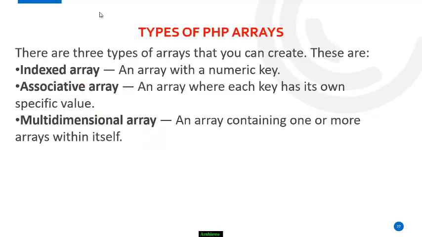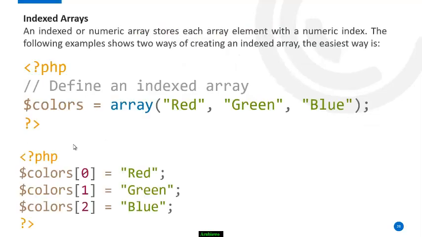So what are the types of arrays? We have indexed array, associative array, and multidimensional array. An indexed array is an array with a numerical key. An associative array is an array where each key has its own specific value. Then we have a multidimensional array, an array containing one or more arrays within itself. Let's look at the indexed array.